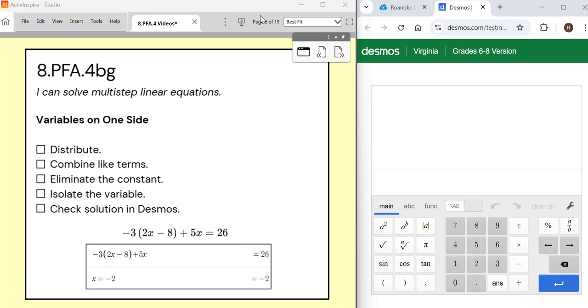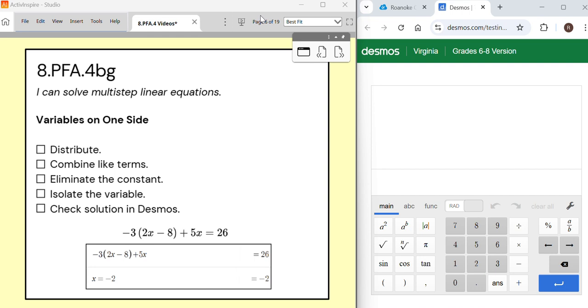I can solve multi-step linear equations with variables on one side. And a variable, of course, is a letter that you're solving for the value. First, we distribute if we see parentheses. Then we combine like terms if we need to do that with a t-chart. Then, when we start solving, we eliminate the constant, the number by itself. We isolate or get the variable by itself, and then definitely check your solution in Desmos.